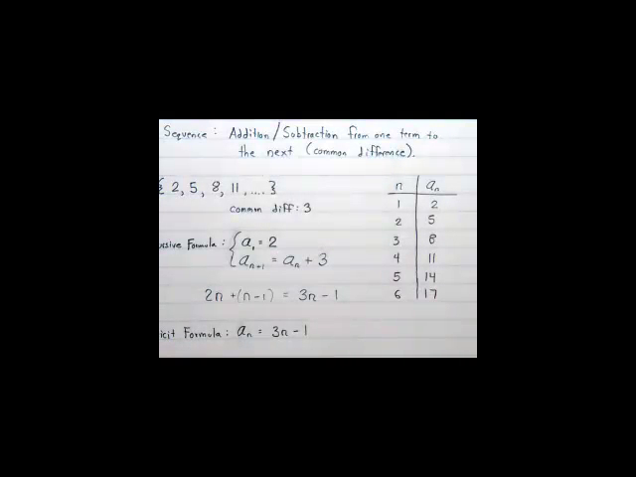Now take a look at that equation. What kind of an equation is that? If I were to graph it, what would it look like? It's a line, right? What's the slope of that line? 3. Where have we seen a 3 before?